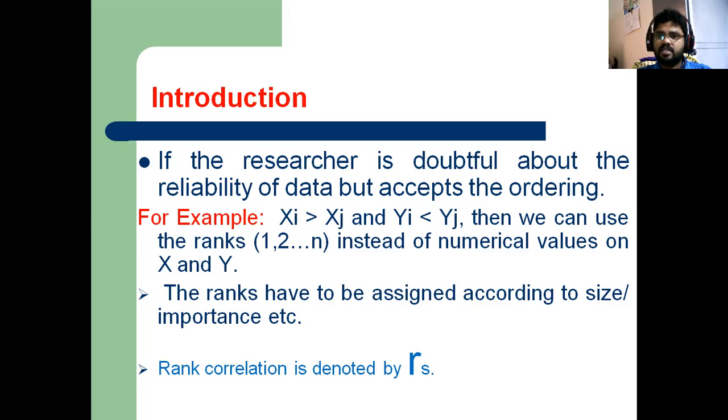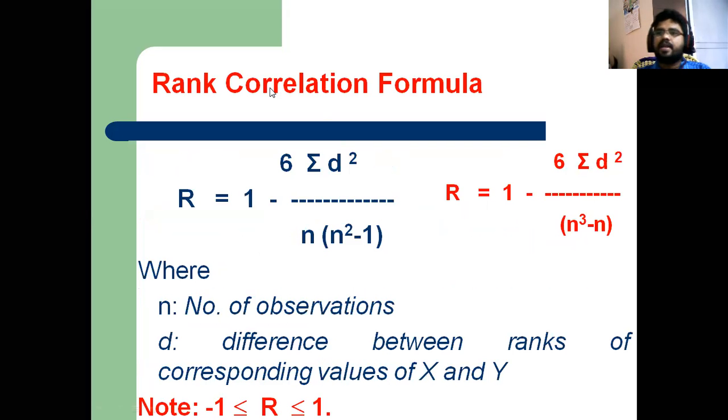Then the last thing: the rank correlation is denoted by rs, that is, Spearman rank correlation. Last day I told you that correlation is indicated with r, and the Karl Pearson coefficient of correlation is denoted by r, whereas rank correlation is denoted by rs. Here the simple formula is r = 1 minus 6 sigma d square divided by n into n square minus 1.